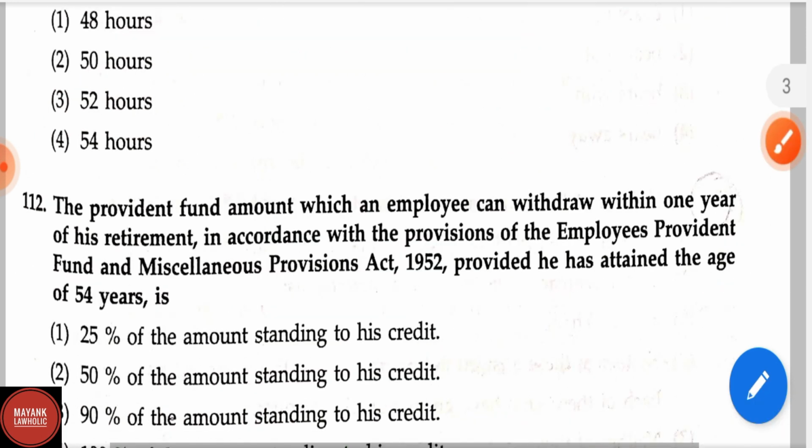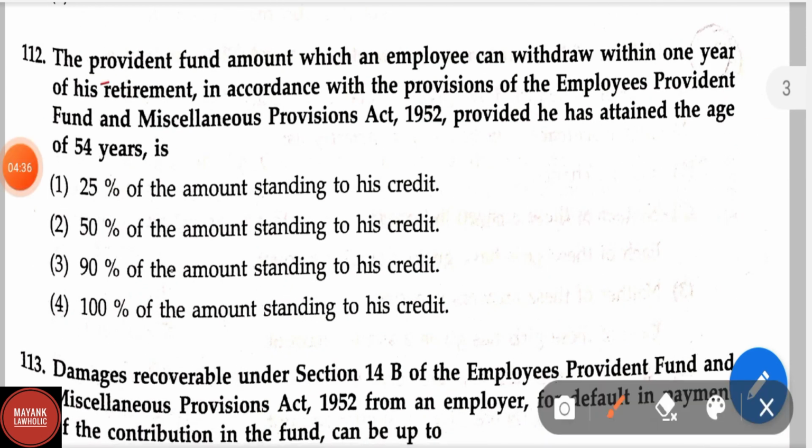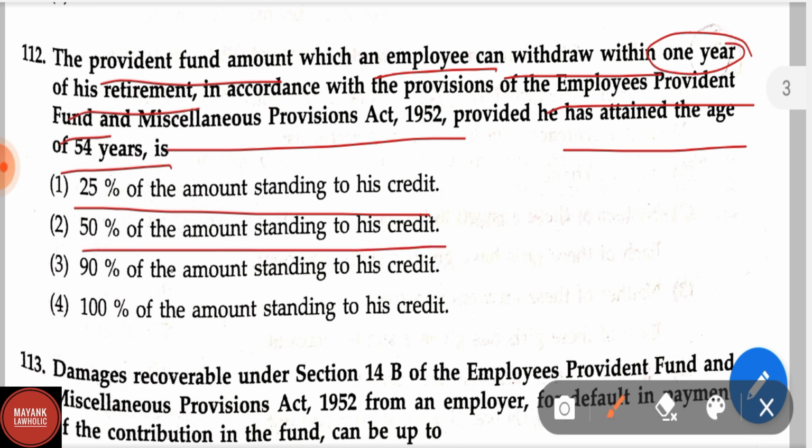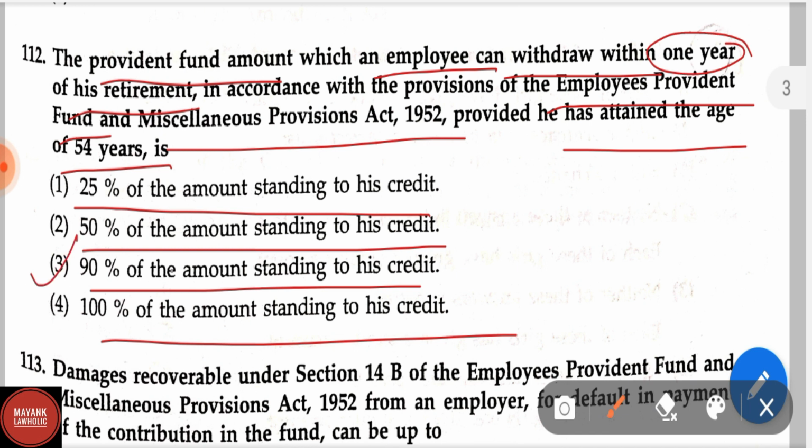Now let us see the question number 112. The PF account, Provident Fund amount which an employee can withdraw within 1 year of his retirement in accordance with the provisions of Employees Provident Fund and Miscellaneous Provision Act 1952 provided he has attained the age of 54 years. Option 1 is 25% of the amount standing to his credit, option 2 50%, option 3 90%, and option 4 100% of the amount standing to his credit. Here the correct answer is option 3, 90% of the amount standing to his credit.